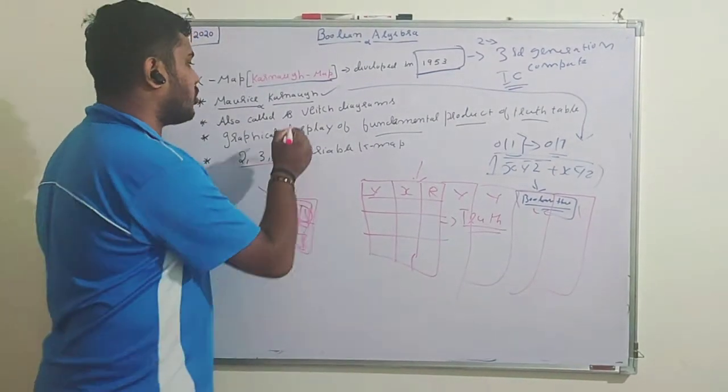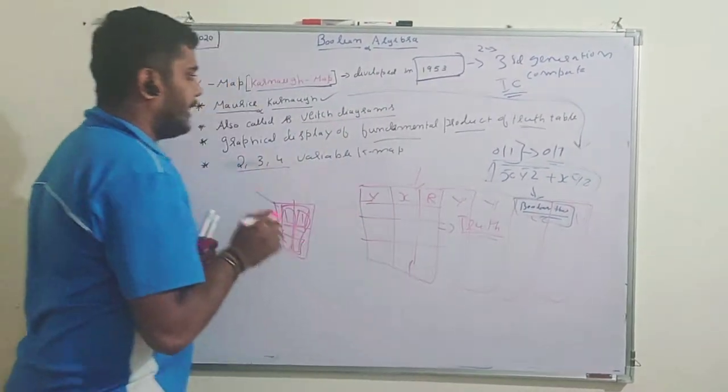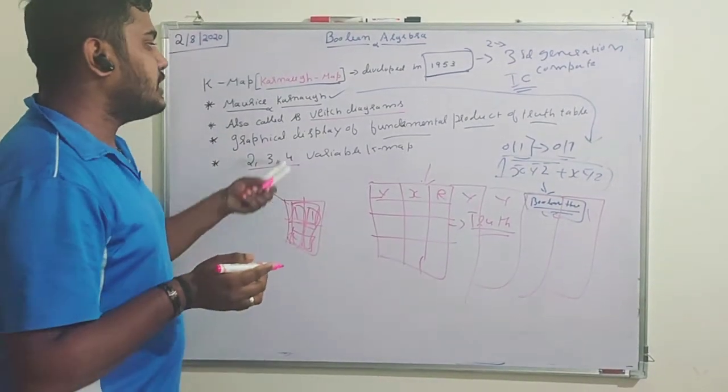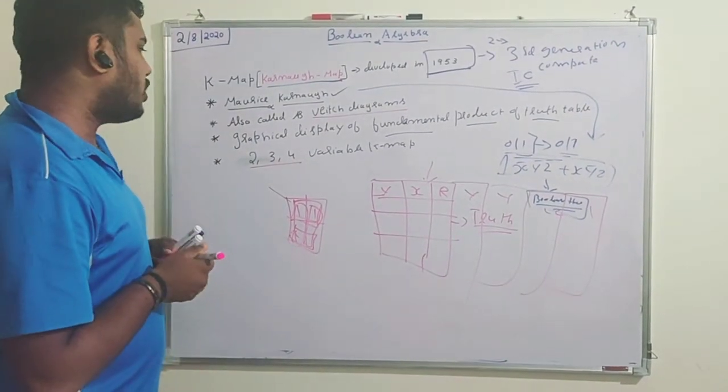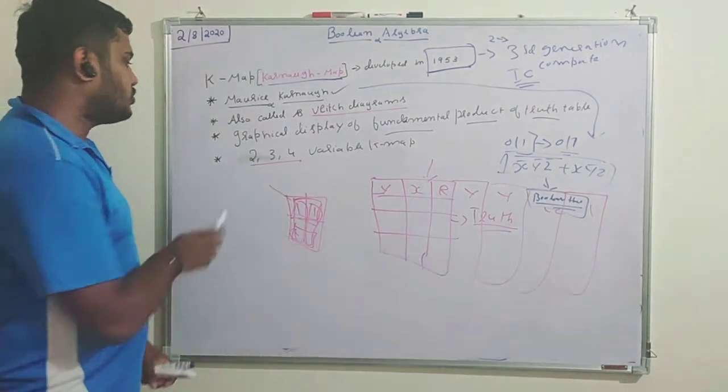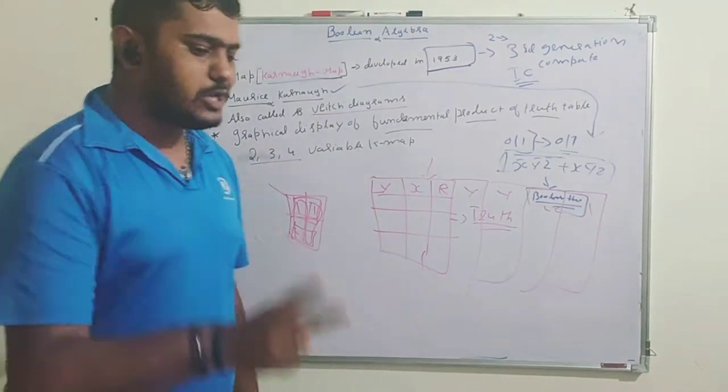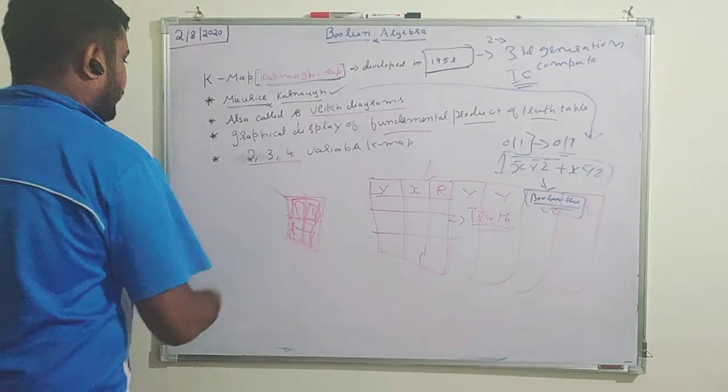So K-map is also called a Veitch diagram. The other name for K-map is Veitch diagram. As we all know, a K-map we can draw for 2, 3 and 4 variables. So there are 2 types of K-map. One is a K-map to reduce the expression.